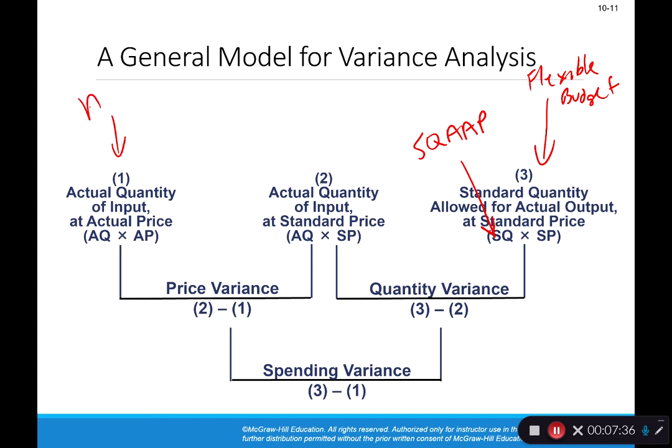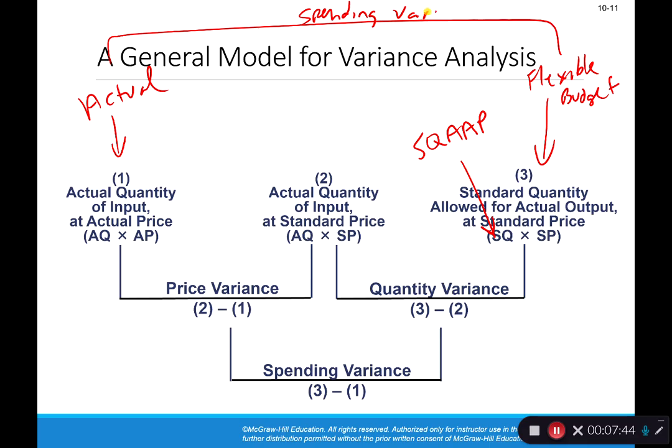This obviously is actual, and I told you that our spending variance in Chapter 9 was the difference between actual and flexible. What we're doing in this chapter is adding this middle column, which has no real name that I can give it except for middle, in order to break up the overall spending variance into its price and quantity components. So that's important to understand.